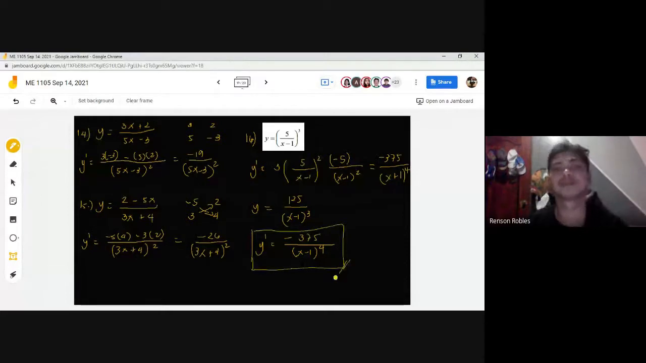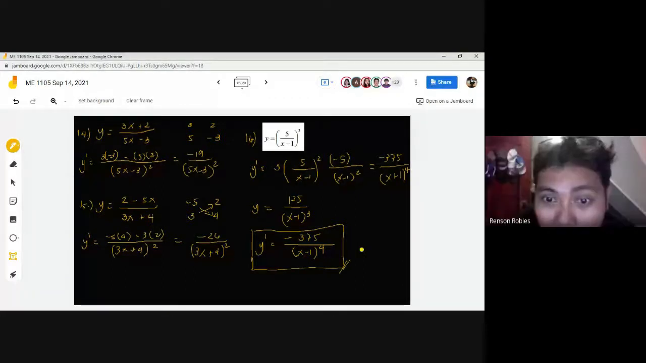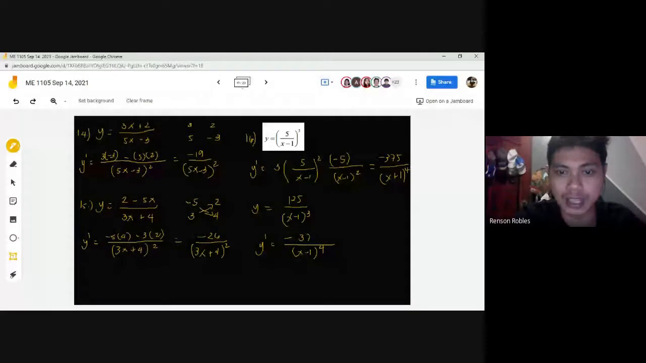Okay? So let me just tell you, it would be better if you simplify first before you differentiate. O sige, let me give you one. Sir, saan po galing yung negative 375? From the formula natin, sorry. Di ba yung formula natin is this, hold on. Ito yung formula natin.